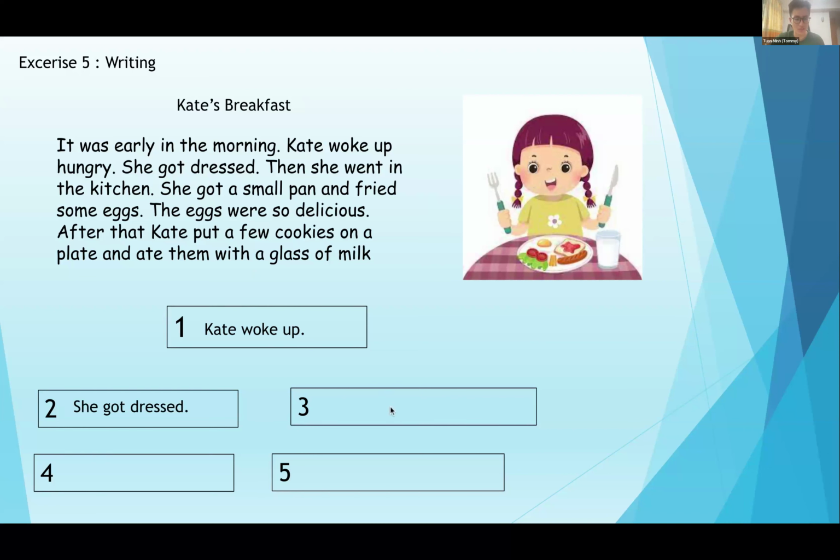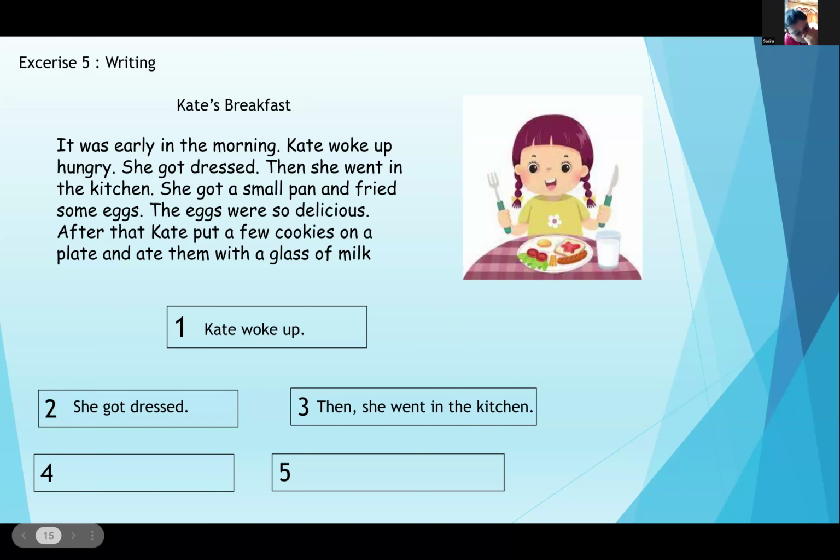And then the third one, can anybody make a guess which is the third action that she made after Kate woke up and got dressed? What did she do next? She went to the kitchen. Let's see if it's correct. Yes, good job. Then she went into the kitchen is the third action. Then what comes after?